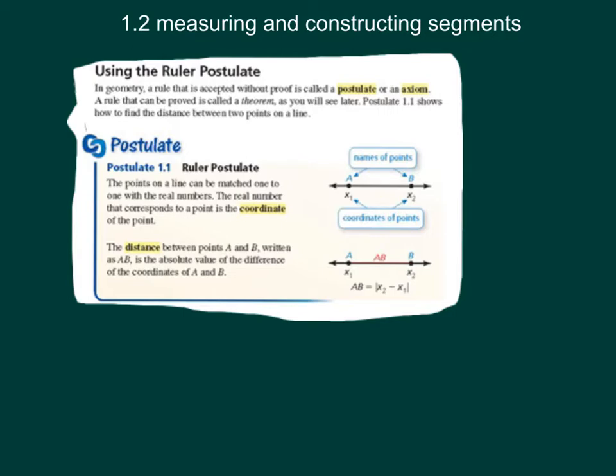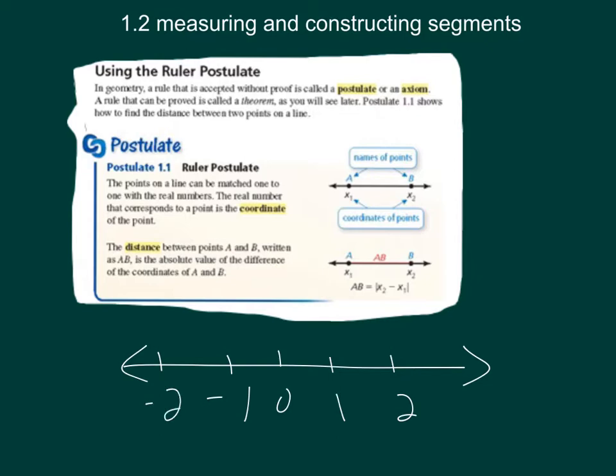So if you look here, you have point A and point B, but they could have a coordinate, an x1 coordinate, and an x2 coordinate. So an example of that would be, let's say if I had something like this, and let's say that this was 0, this was 1, 2, -1, -2, and I'm going to go ahead and put a point at -2, and then a point at 2, and then I'm going to connect this to make it a segment.